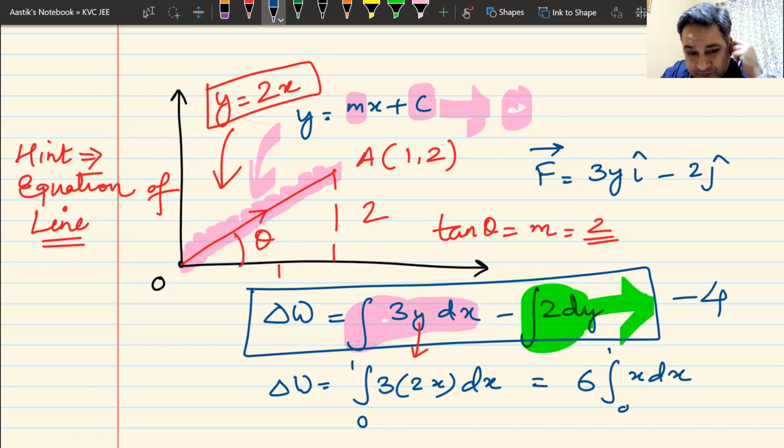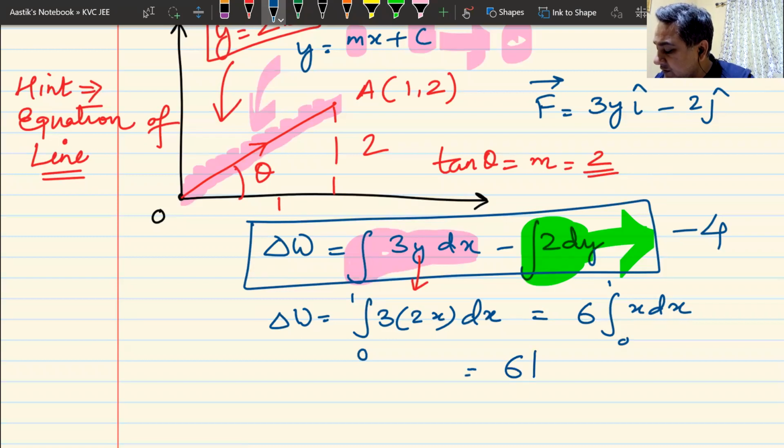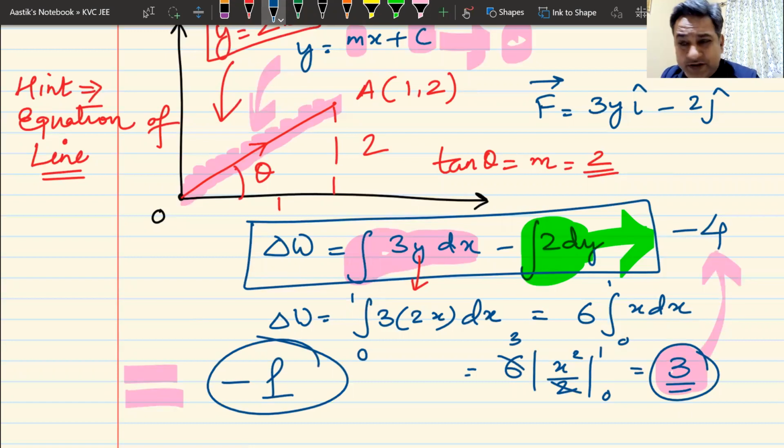Now this is a cakewalk. So this becomes 6 times x square by 2, x varying from 0 to 1. This is 3. The answer is 3 from here. This integral is 3. This is 3, that is minus 4. So your answer becomes minus 1. As you can see, a totally different answer.